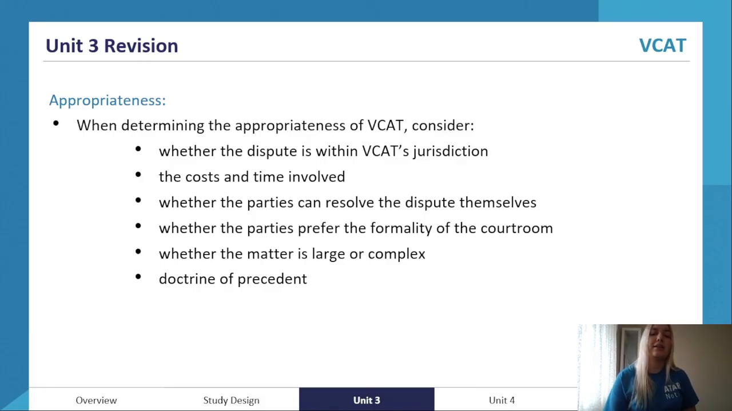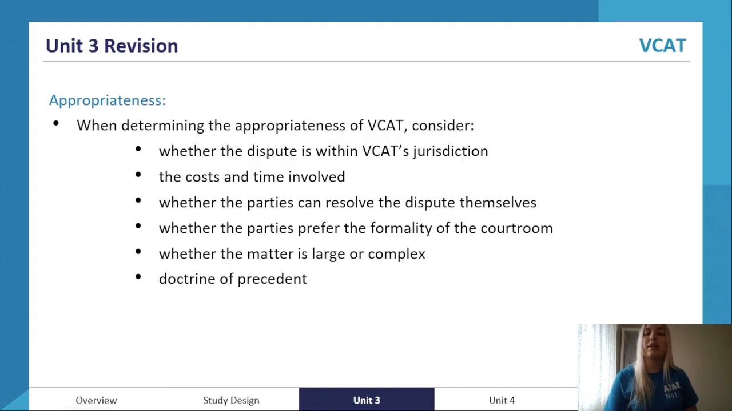When considering if VCAT is appropriate, first of all, look again: is the dispute within VCAT's jurisdiction? For every question, it will be. VCAT has a very broad jurisdiction. Consider cost and time involved. Is it important to get the matter resolved quickly? If so, VCAT will be more appropriate. Consider whether the parties can resolve the dispute themselves. And if so, that might mean CAV is more appropriate, where we don't need a legally binding decision, or another alternative dispute resolution method like mediation might benefit the parties better.